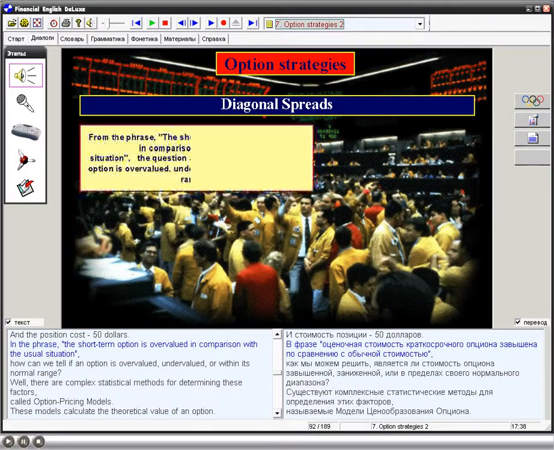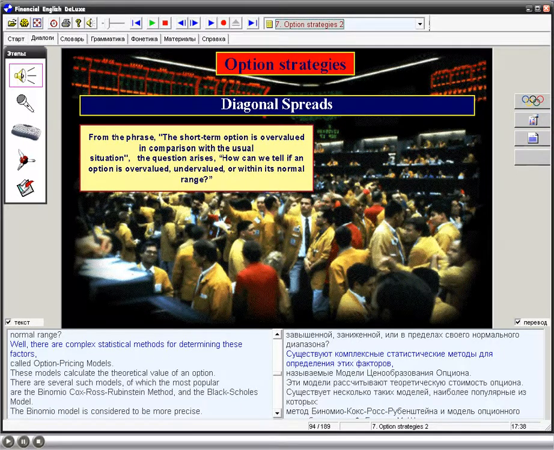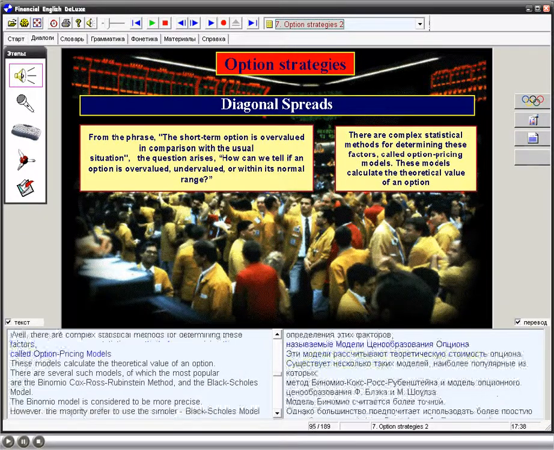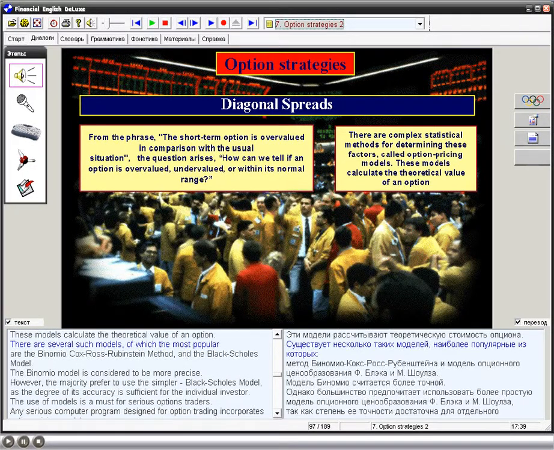In the phrase "the short-term option is overvalued in comparison with the usual situation," how can we tell if an option is overvalued, undervalued, or within its normal range? Well, there are complex statistical methods for determining these factors, called option pricing models. These models calculate the theoretical value of an option.